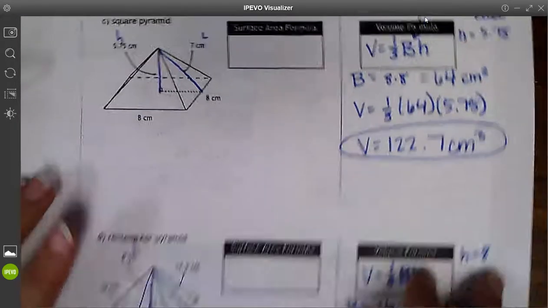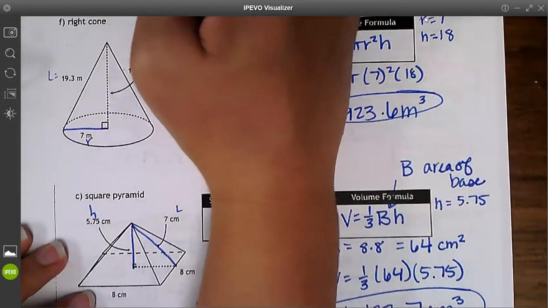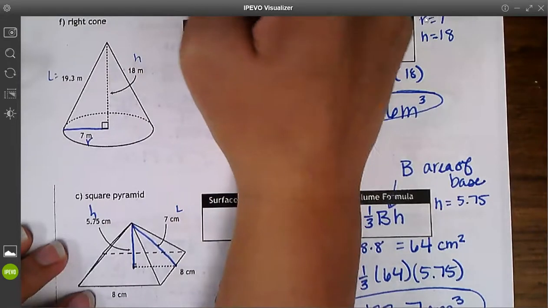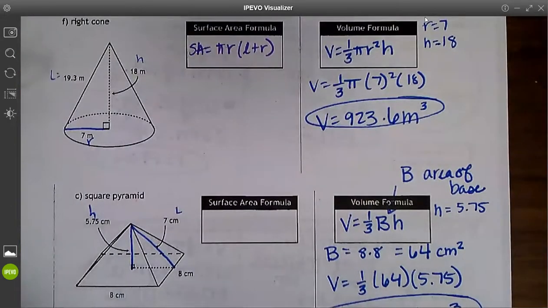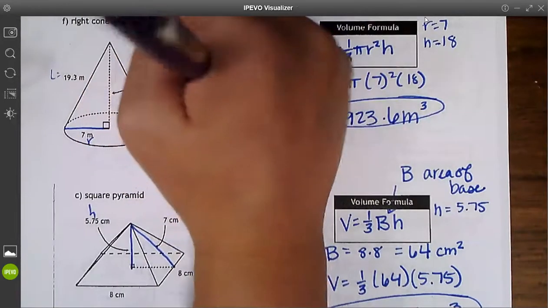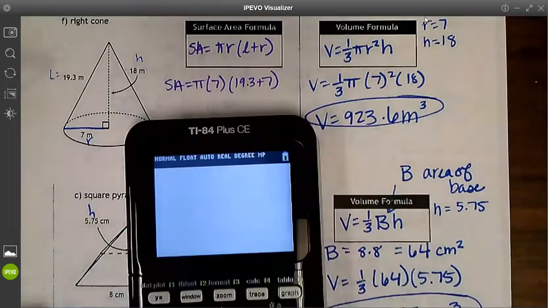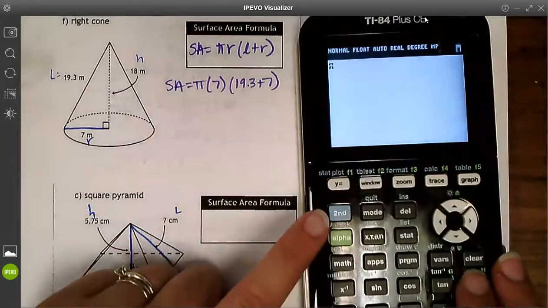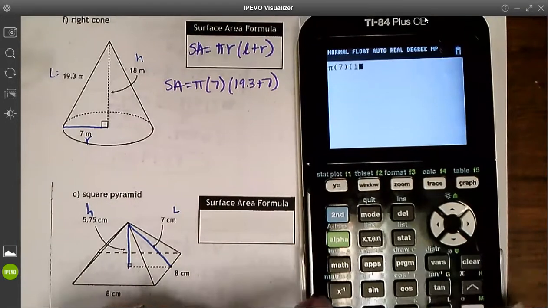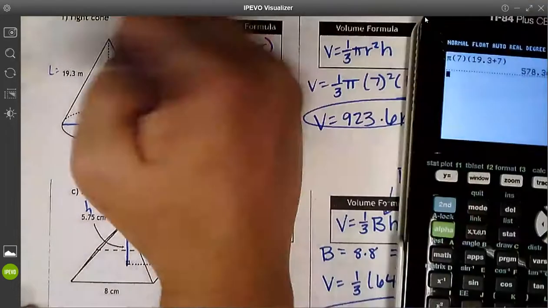The next one, the surface area of a cone. My surface area formula is pi times my radius times my slant height plus my radius. So here my slant height is 19.3 and my radius is 7. So my surface area is going to equal pi times 7 times 19.3 plus 7. Plugging that straight into my calculator, you get 578.4, and this is meters squared.